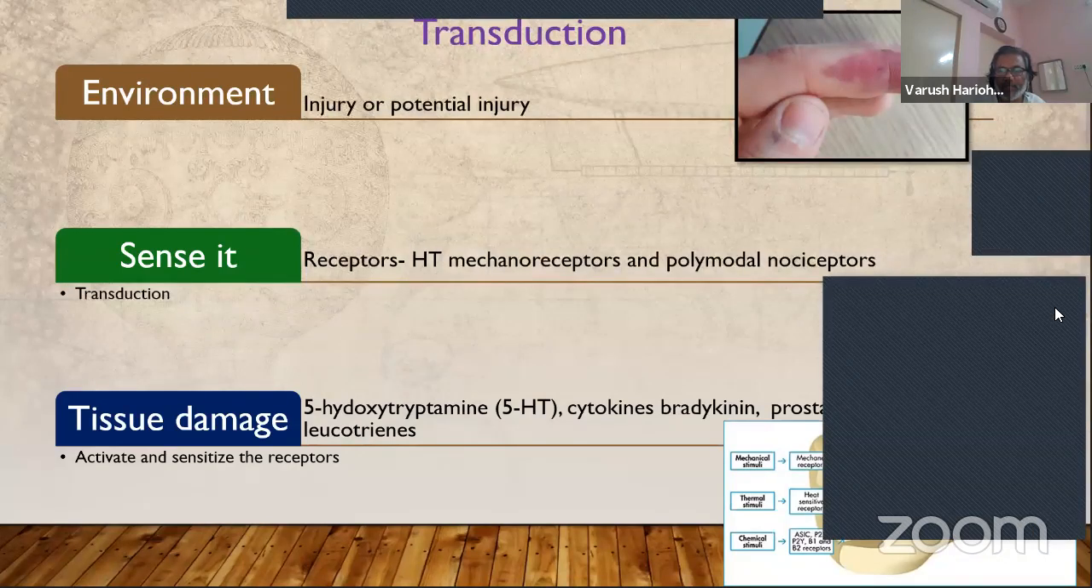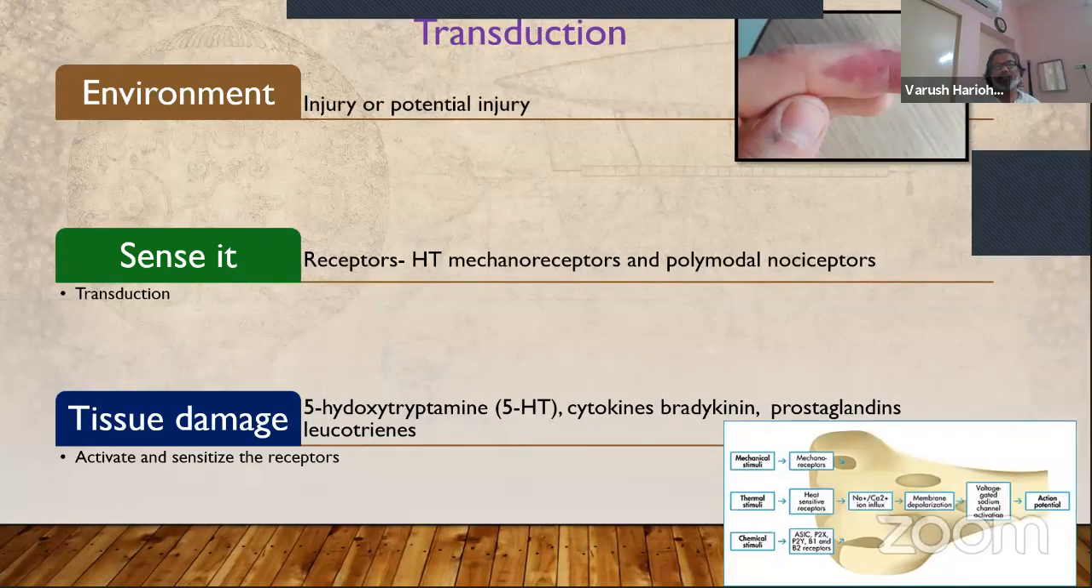Okay, Prakash. So we also need to look into polymodal receptors. What do we mean by polymodal? These receptors can be activated by anything, right? Why do we need something like this? Because the environment can throw whatever it needs at you.